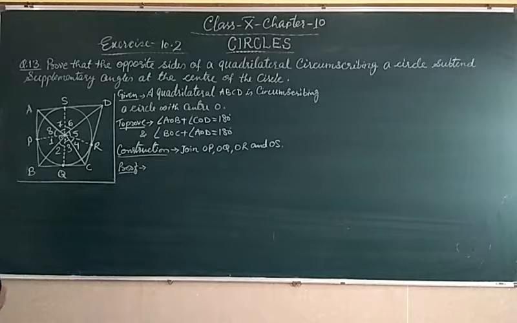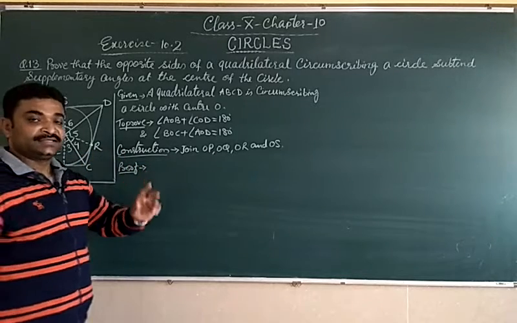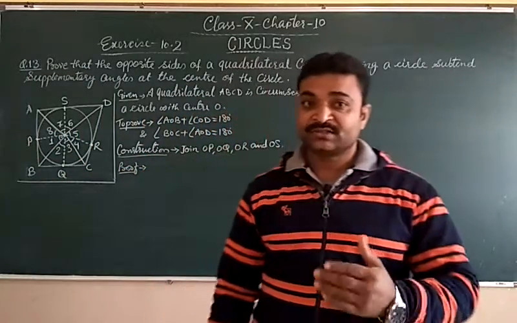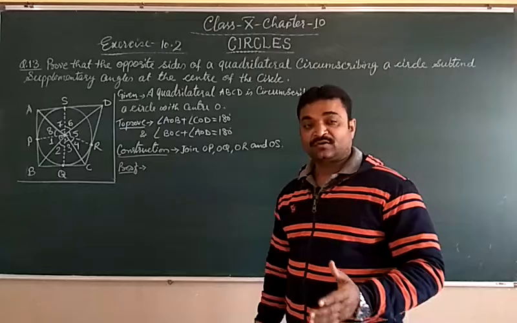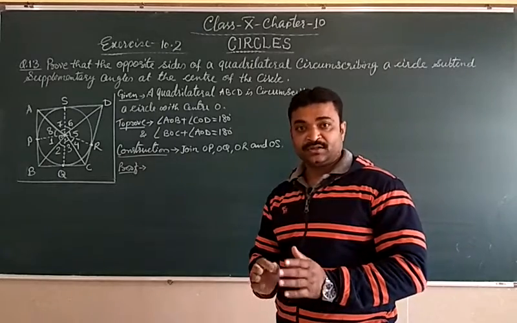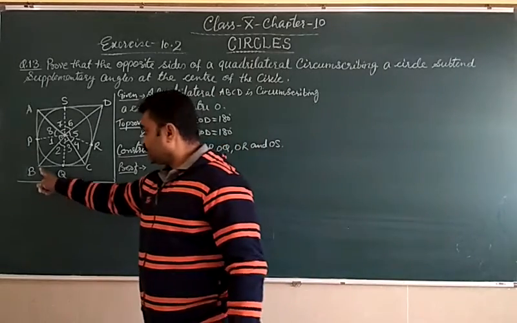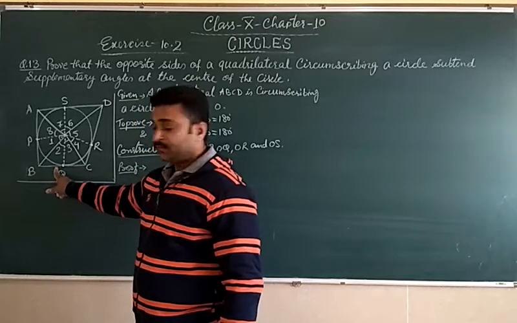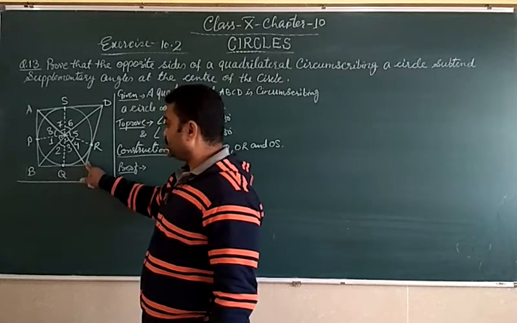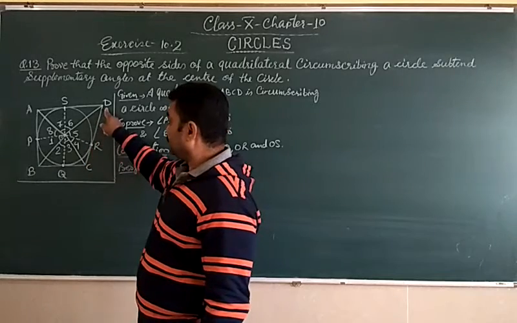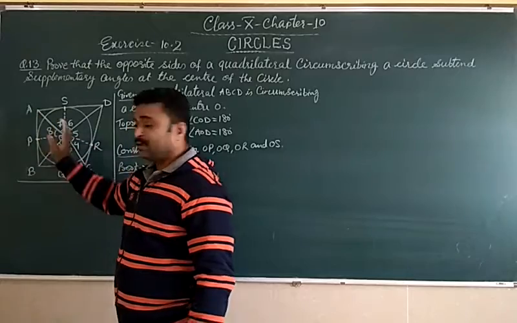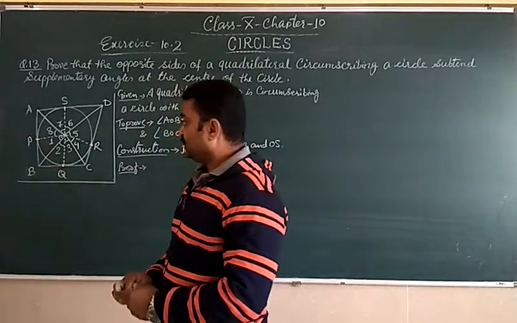Students, see, when two tangents are drawn from an external point to the circle, the lengths of these two tangents will be equal. That means BP and BQ are equal, CQ is equal to CR, DR is equal to DS and AS is equal to AP. Clear?